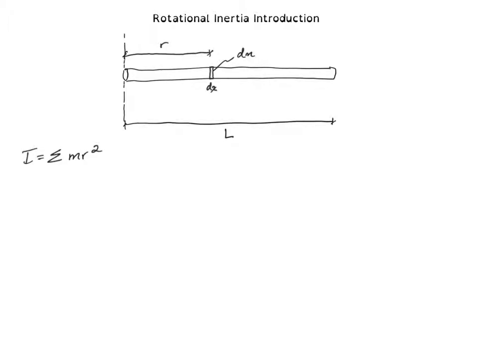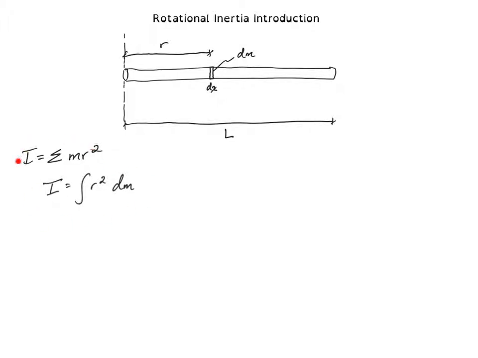So the tiniest little chunks are going to have some mass that we're going to call dm, and some itty bitty tiny length that we're going to call dx. So what this is going to look like now is that all of these little tiny chunks put together are going to equal the moment of inertia of this rod.